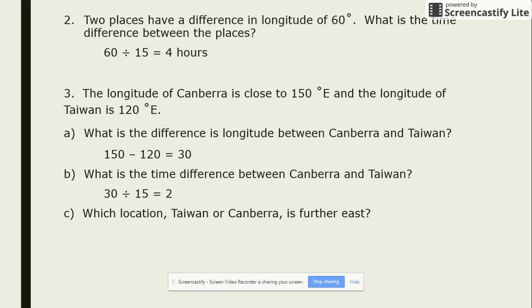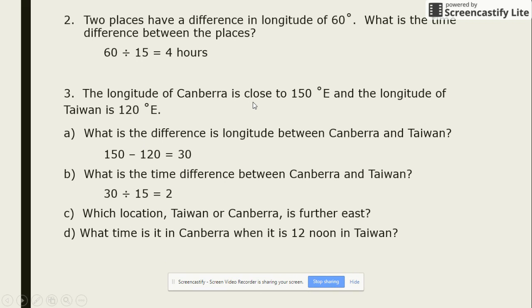Which location, Taiwan or Canberra, is further east? So remember, there's 150 degrees east. This one is 120, so therefore Canberra is further east. Which time is it in Canberra when it is 12 noon in Taiwan?